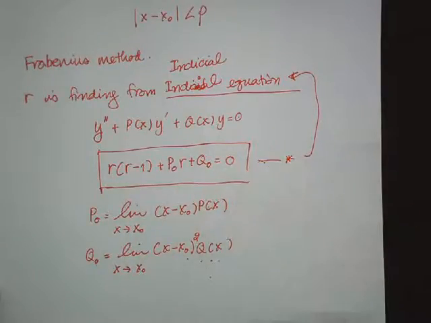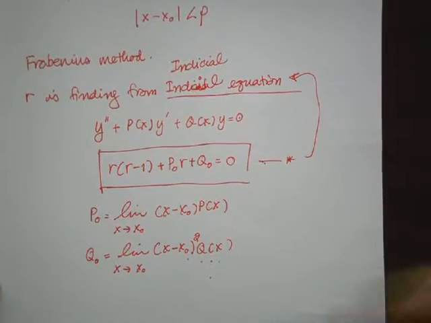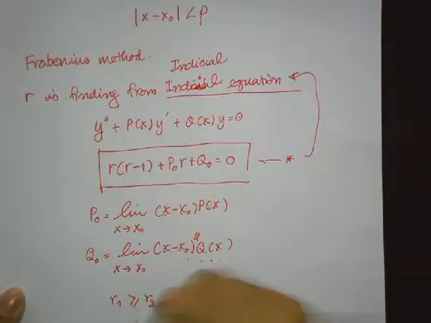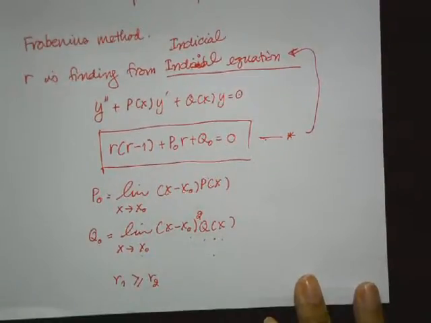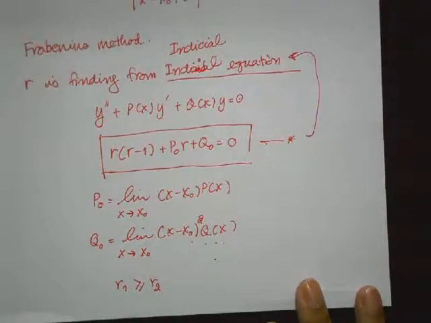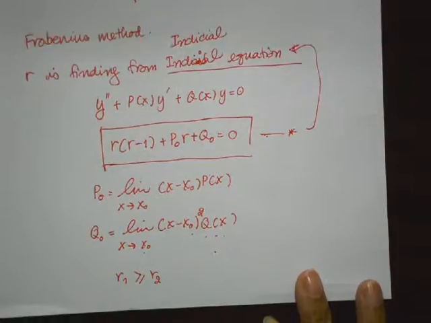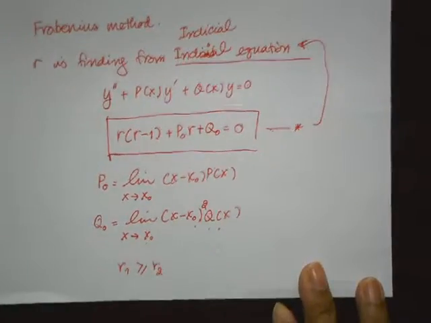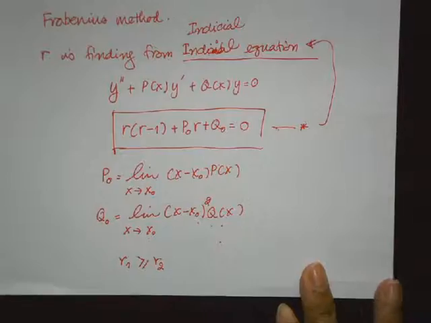Okay? And then just define r1 to be greater than or equal to r2. You would have two r. One would be greater than the other one, unless they are equal. Okay? If you have two numbers, you have to define the biggest value one to be r1 and the smaller value one as r2.